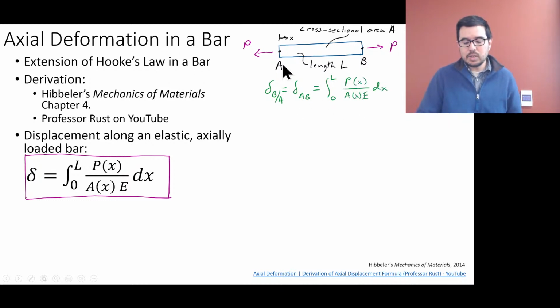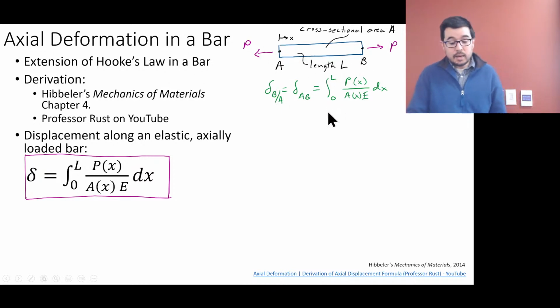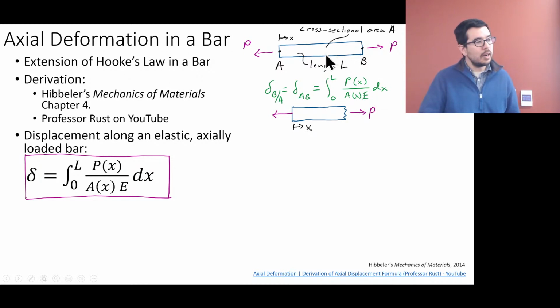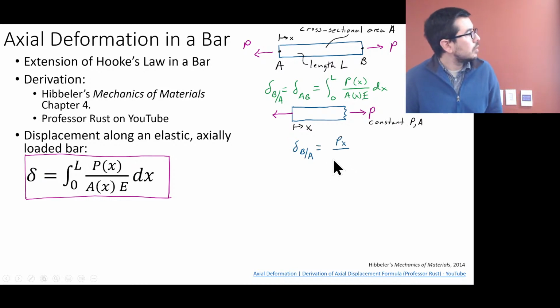We say, I'm interested in B relative to A, that displacement, or I can think of it as the extension of this member AB, and then I put in my constitutive equation that relates force and deformation. Before we integrate it out, we remember that the internal force is the same throughout the entire member. And when we integrate it out, what do we get?